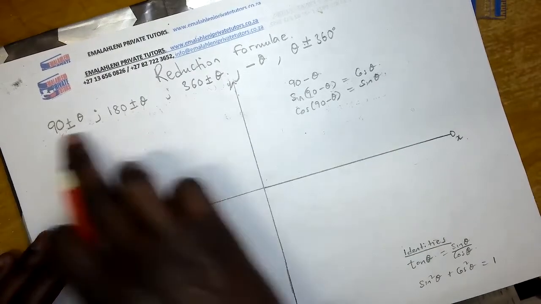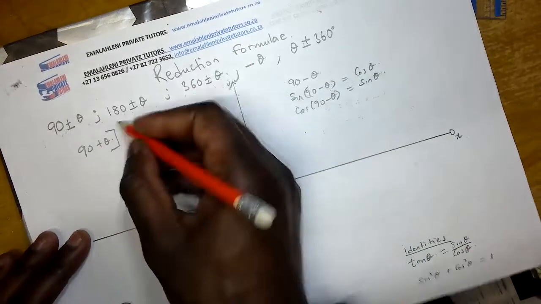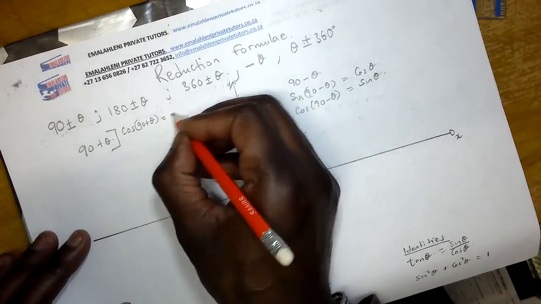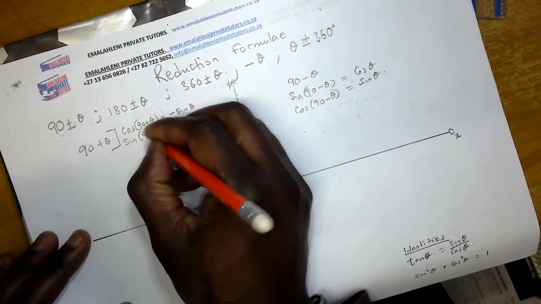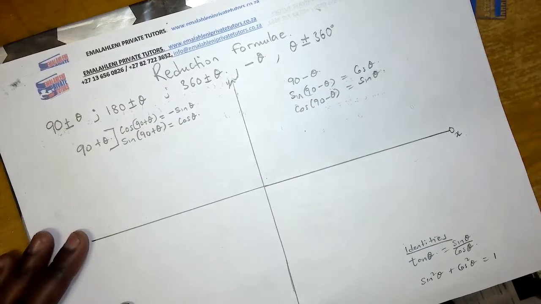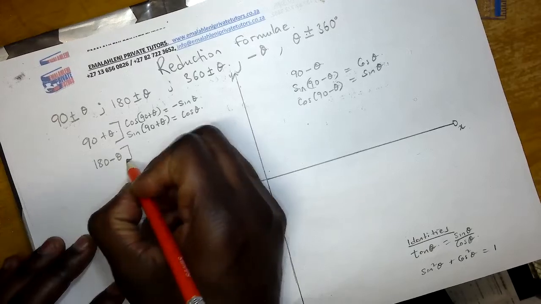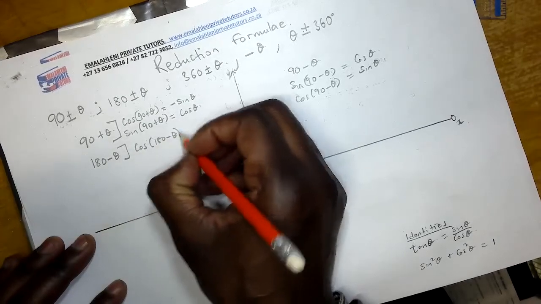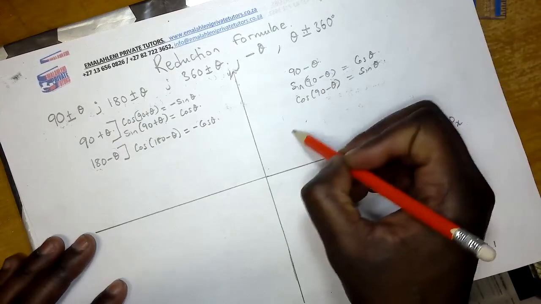We start with 90 plus theta. What do we know about 90 plus theta? If we say cos 90 plus theta, what do we get? We get negative sine theta, because cos is negative here. What about sine 90 plus theta? We get positive cos theta. That's what you must know, okay? Now, what about when you're dealing with 180 minus theta? We already spoke about it. Just for you to know, cos 180 minus theta is equal to negative cos theta, because remember 180 minus theta is equal to the acute angle, which is theta in this quadrant here.